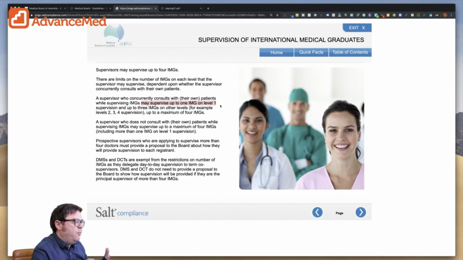So this is what I'm talking about. You can't have one in one room, one in the other. You've got to be providing the direct oversight that the first on level 1 needs, and then up to 3 IMGs on other levels. However, if you don't consult with your own patients while supervising, so you're a specialist in the hospital, then you can have more than 1. And if you want more than 4, you have to submit a proposal, unless you're a DMS or Director of Clinical Training.